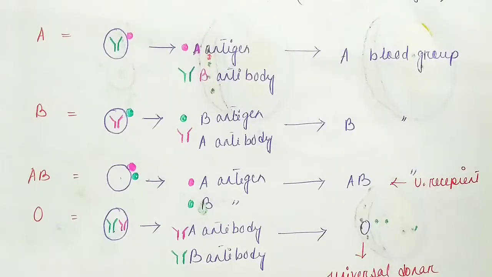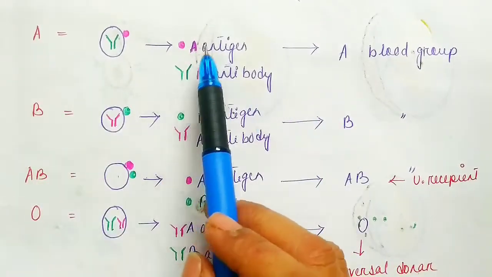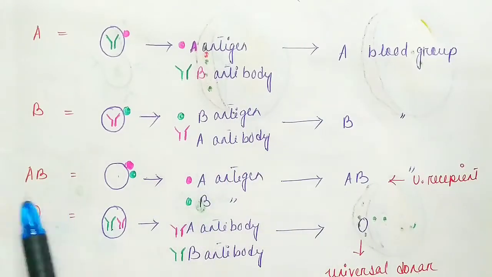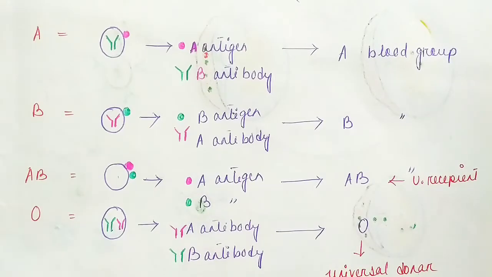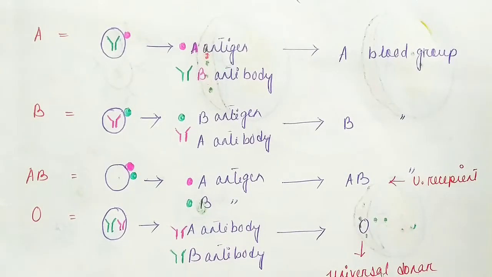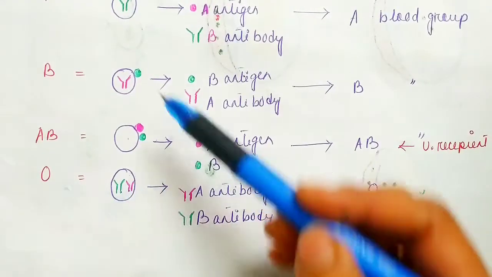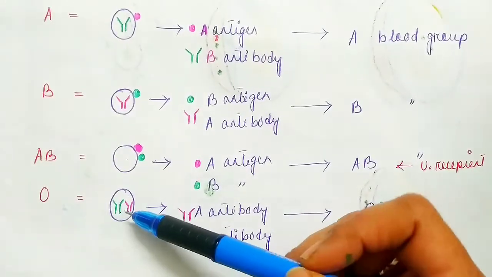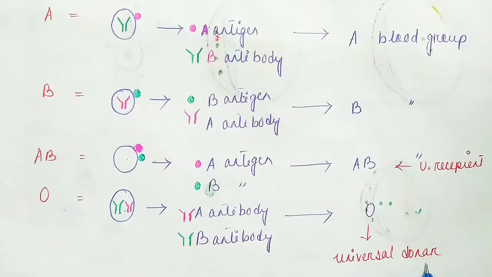I am showing this in the chart. Look, this is blood group A, which has A antigen and b antibody; B has B antigen and a antibody; AB has no antibody; O has a and b antibodies. Blood group O is called the universal donor. Why? Since it has no antigen, no antibody can react with this blood group, so it can donate blood to any blood group. That's why it is called the universal donor.